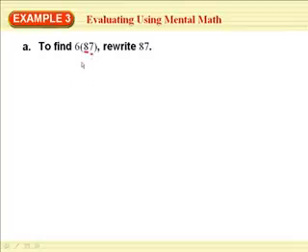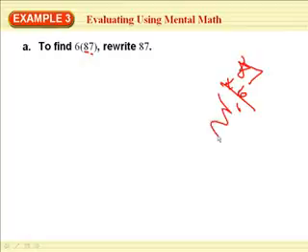Instead of taking 87 times 6 and doing all that multiplying over here, take 87 and break it down into the tens and the ones. So 87 is the same as 80 plus 7. And we're taking 6 times everything, so you put parentheses around it, put the 6 on the outside, now take 6 times 80, 6 times 7.